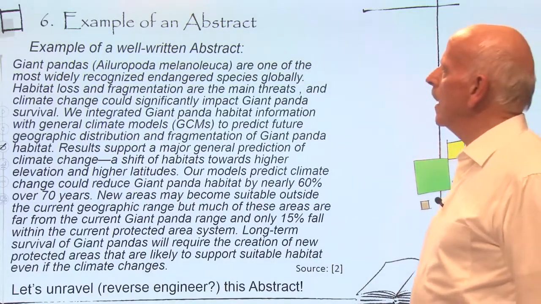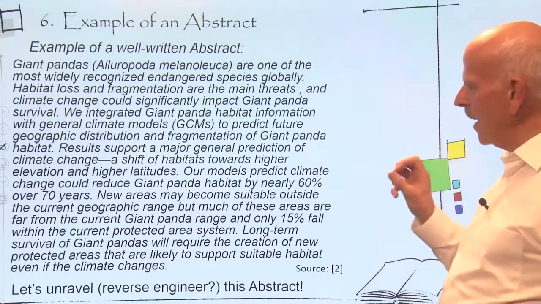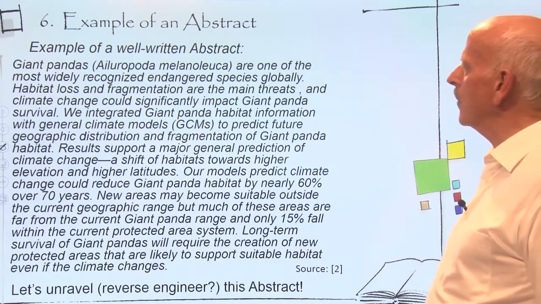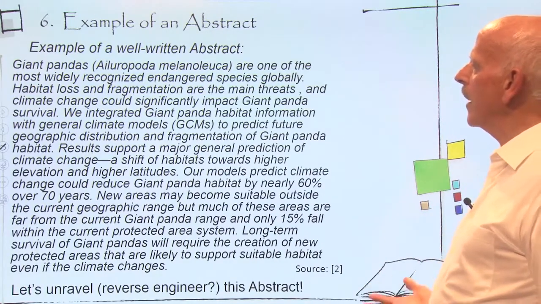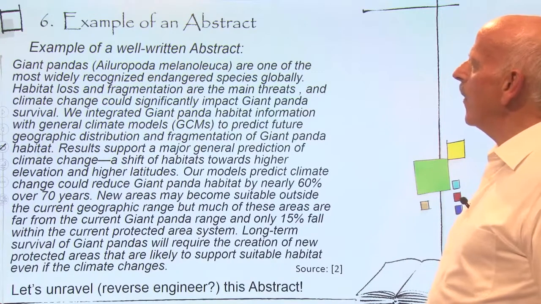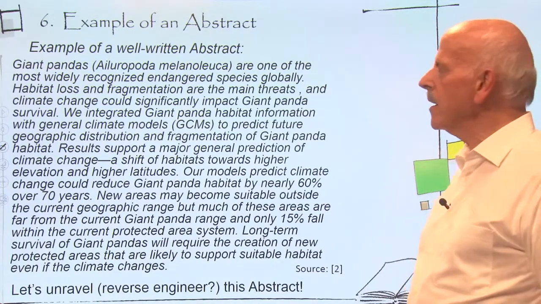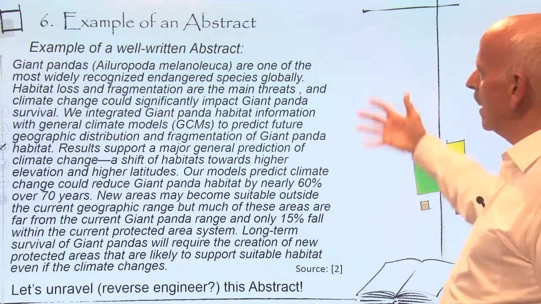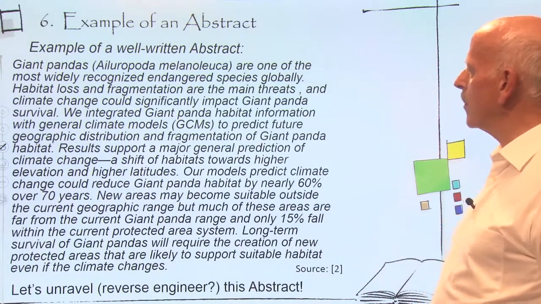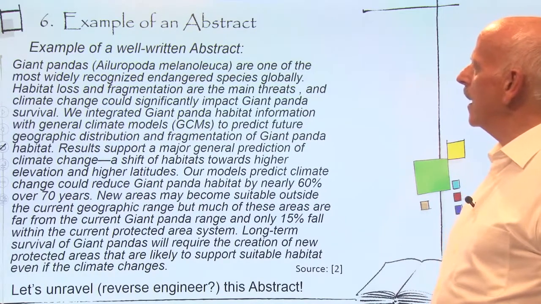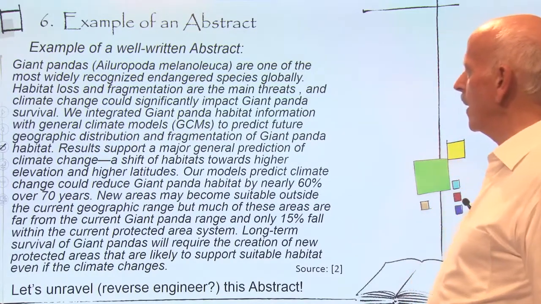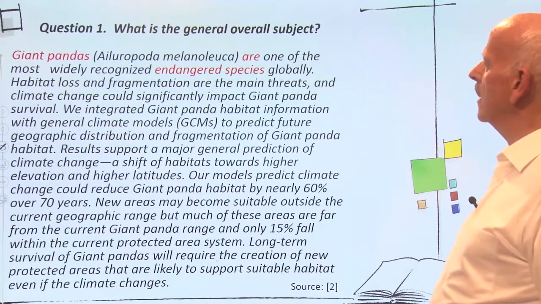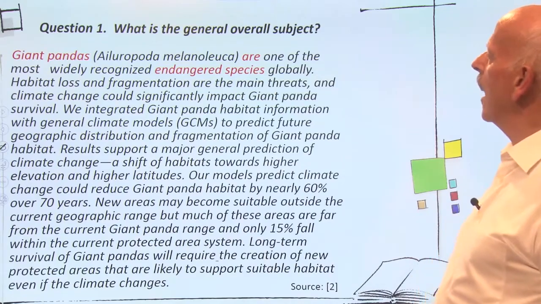So let's look at an example of an abstract and unravel this. Look at this from the perspective of reverse engineering or unraveling and finding out what the key points are so that you can see where the abstract came from. This is an abstract about the giant panda, and we've touched on this before in an early example. So let's not read it until we look at the highlights.